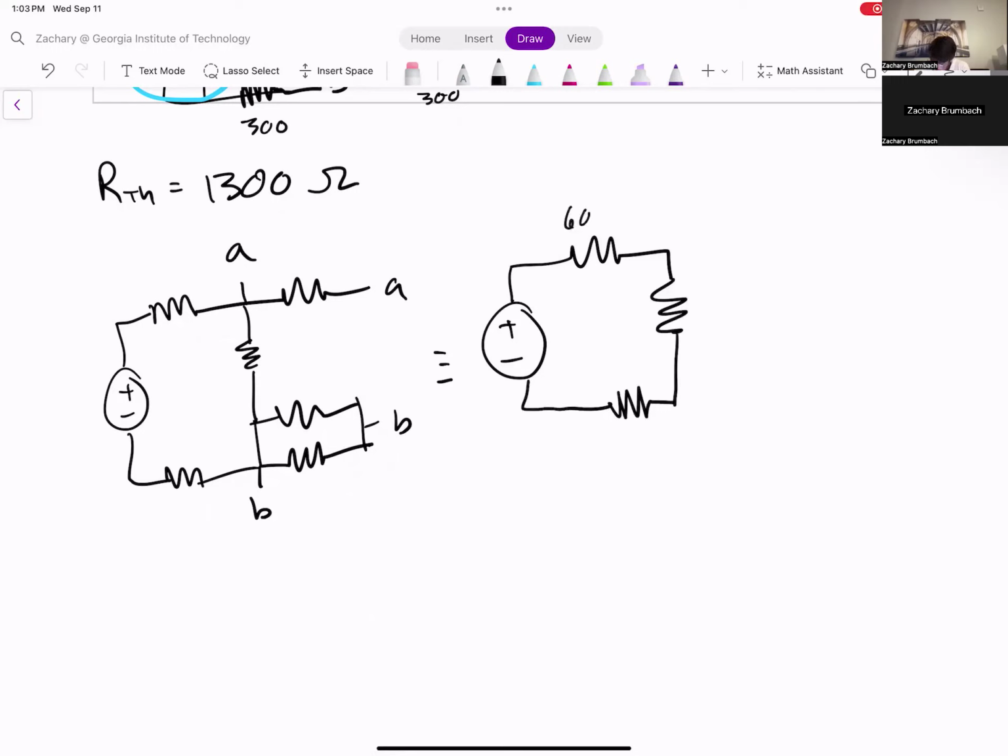Here we have, again, 600, 600, and 600. This is 10 volts. So here is A and here is B. And we can just use a simple voltage divider to get 600 over 1800, our total equivalent resistance, times 10 to be my voltage from A to B across the 600 ohm resistor. So that gives me 3.3 repeating volts for V Thevenin.